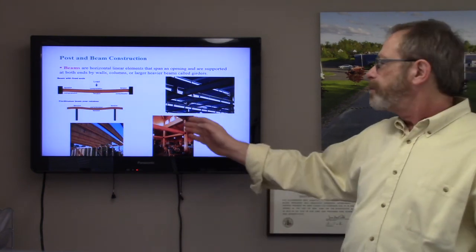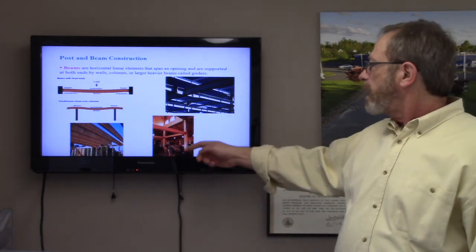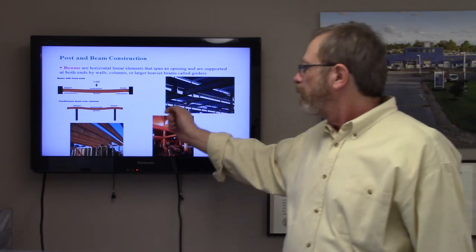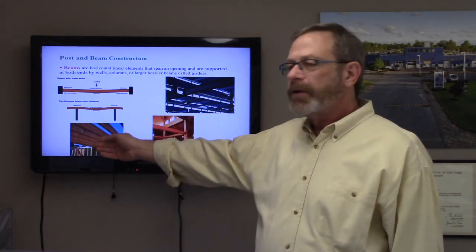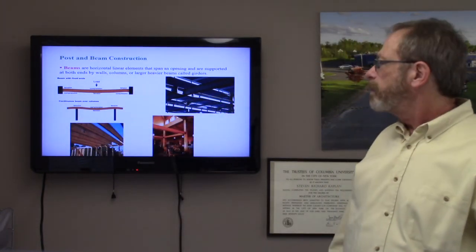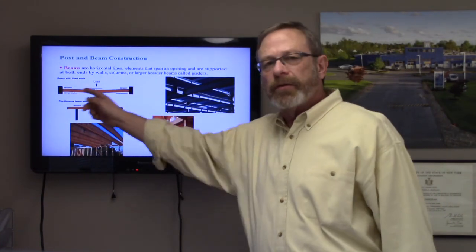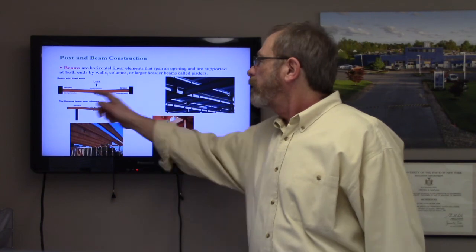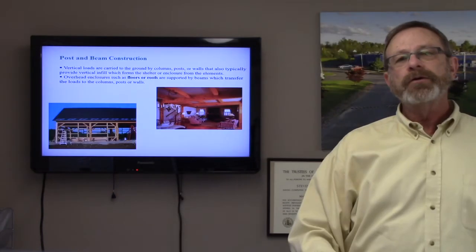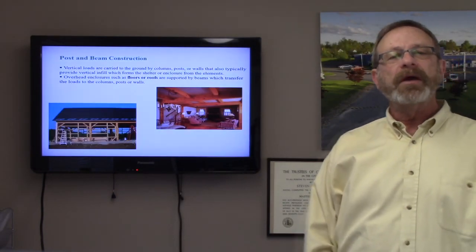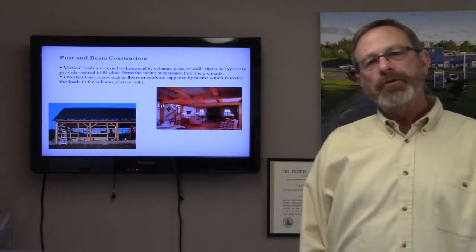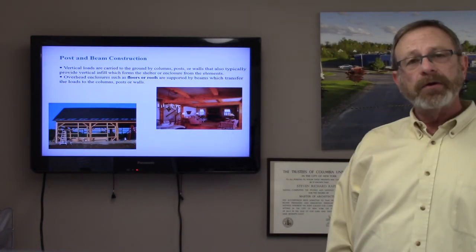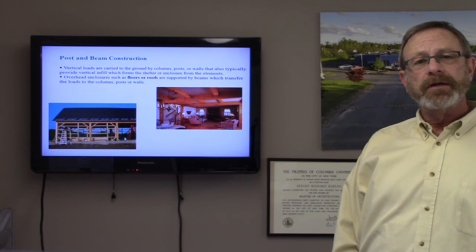So here we see beams out of wood sitting on a column. Here we see steel beams, some more wood beams. We call these joists, which I'll talk about in a few minutes. And the restraint on that beam is either by columns or by walls. So vertical loads are carried to the ground by the columns I mentioned, also called posts, or by walls that also typically provide vertical enclosure.